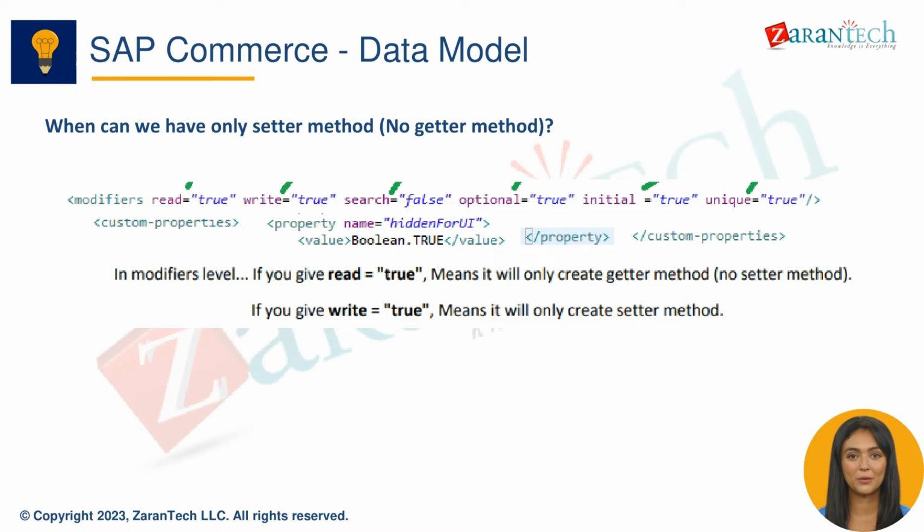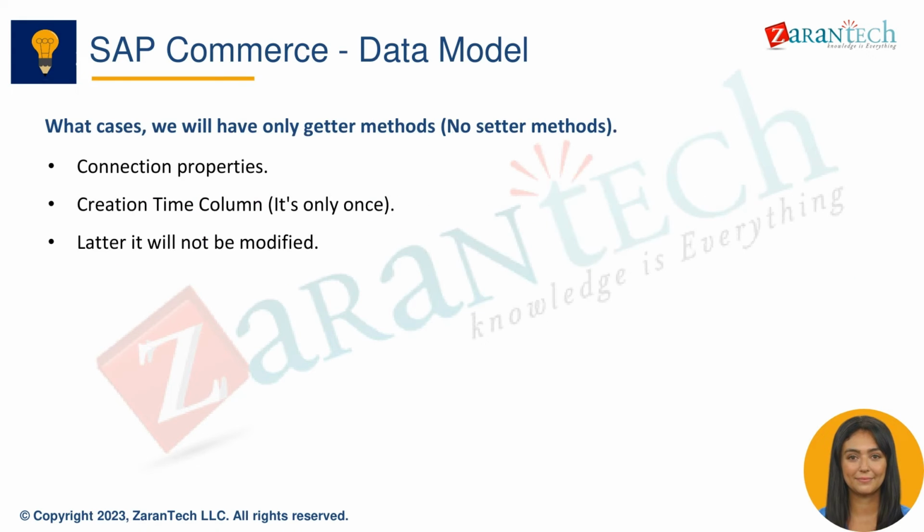You may only have a setter without getter in cases like setting a password, initializing state on creation. The setter allows value population while the getter is omitted for privacy. You may only have a getter without setter in cases like connection properties, creation timestamp, immutable attributes. The getter allows reading, but a setter would be illogical.